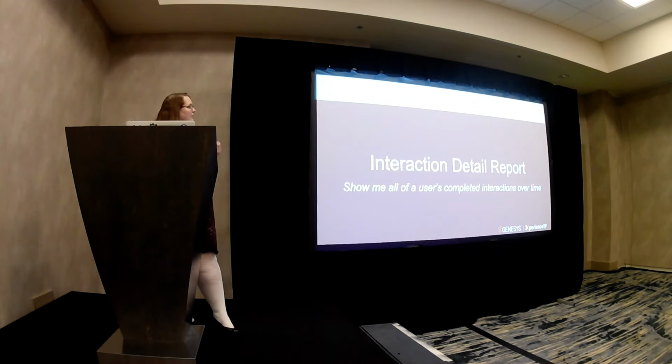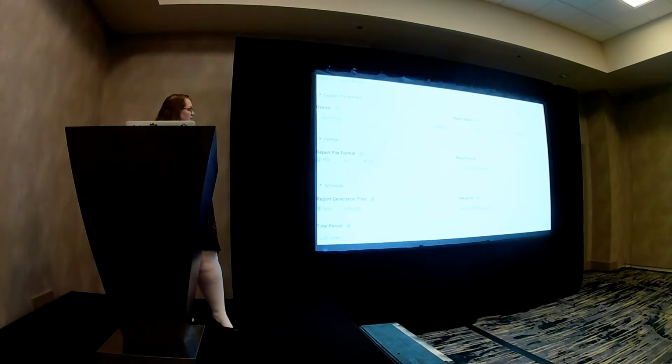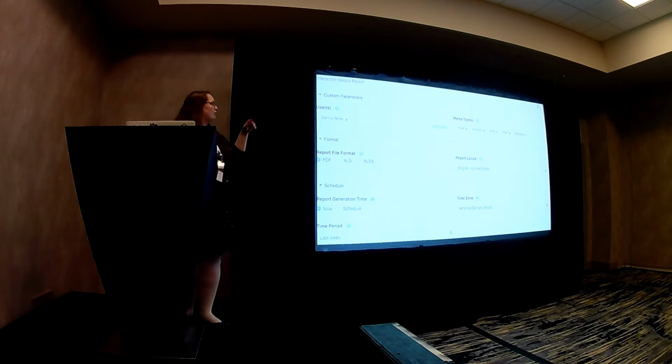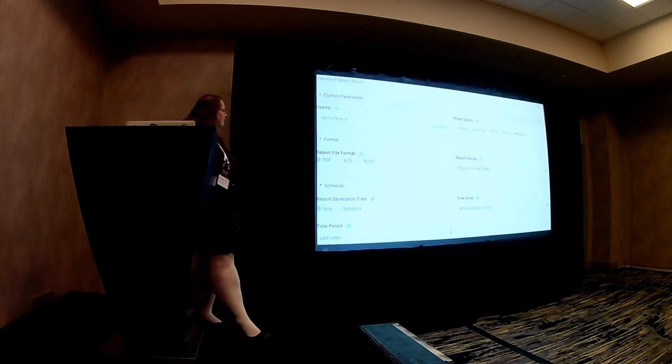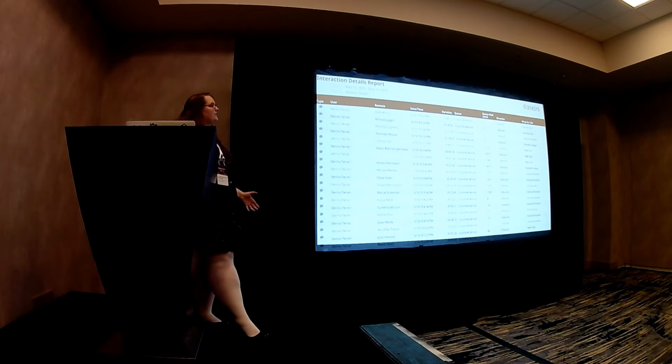And finally, the interaction detail report, where you can see a list of all of the users' completed interactions over time. So in the UI, we go back to selecting the user and our media type and our time period. And what we're going to get is a detailed list of all of the interactions. And this, for a large time period, can be a huge set of data. So hopefully you would fine-tune this a little bit so that you don't get 1 month of data in a PDF, because how do you use that?